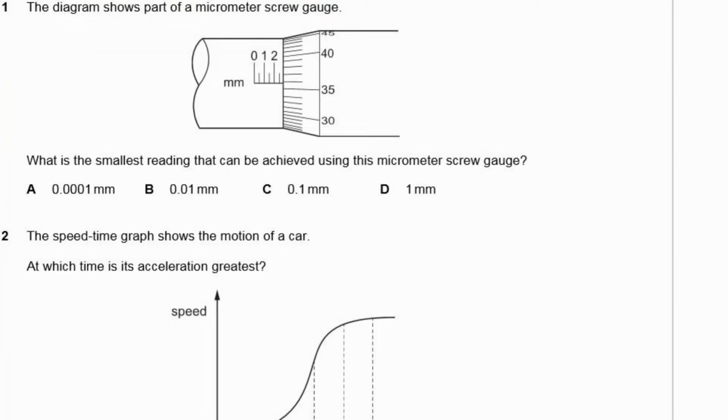Question 1. The diagram shows part of a micrometer screw gauge. What is the smallest reading that can be achieved using this micrometer screw gauge? Alright, well, a micrometer screw gauge will read 1/100th of a millimeter. So there we go, that's option B.